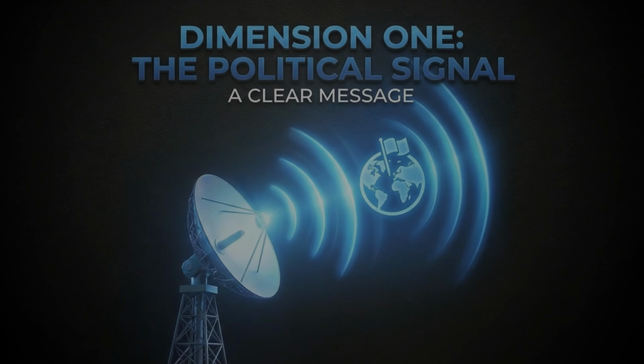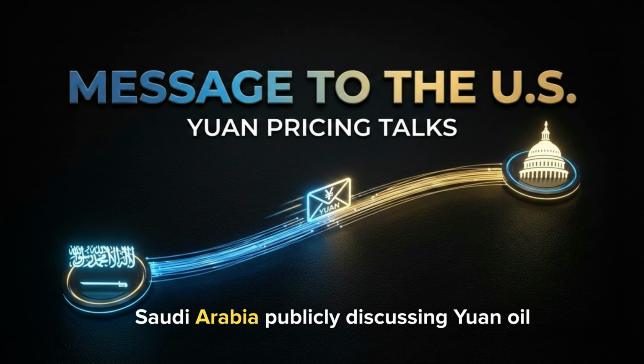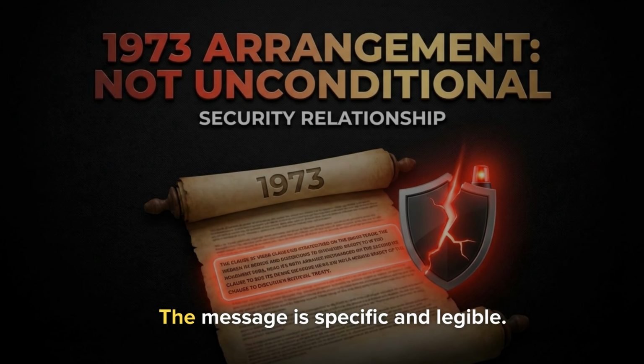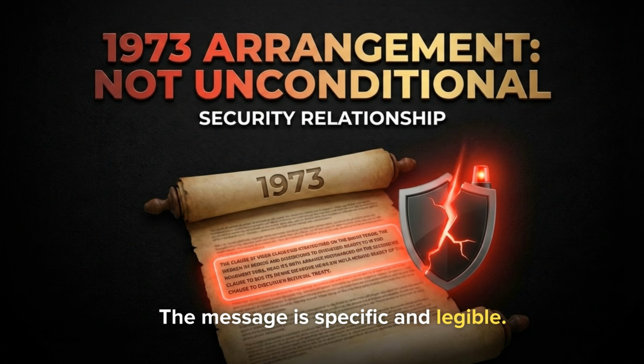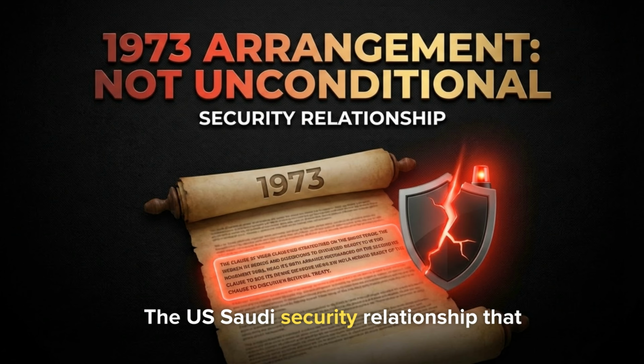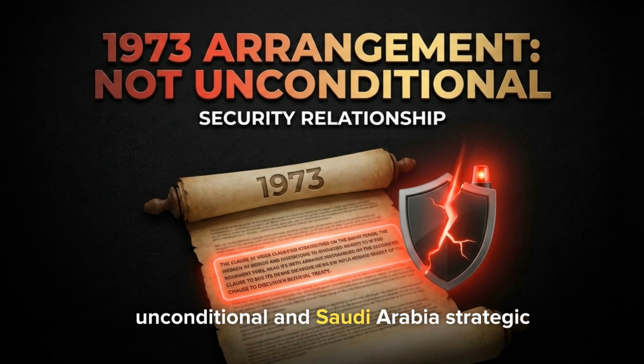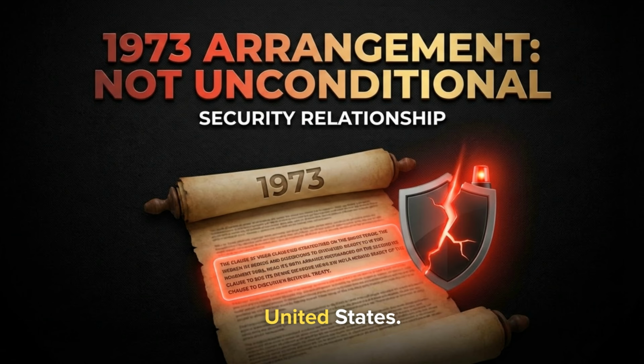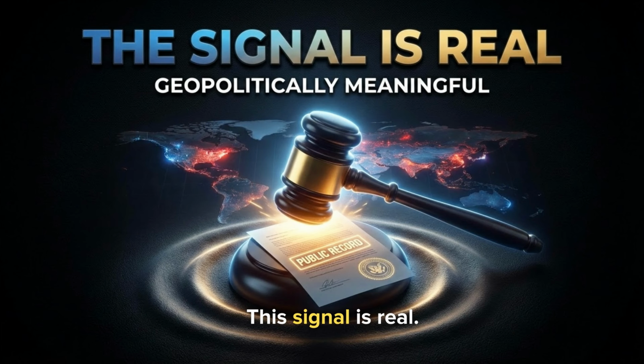Dimension 1, the political signal. Saudi Arabia publicly discussing yuan oil pricing is a message to the United States government. The message is specific and legible. The US-Saudi security relationship that underpins the 1973 arrangement is not unconditional, and Saudi Arabia's strategic interests include maintaining productive relationships with major powers other than the United States. This signal is real. It is on the public record.